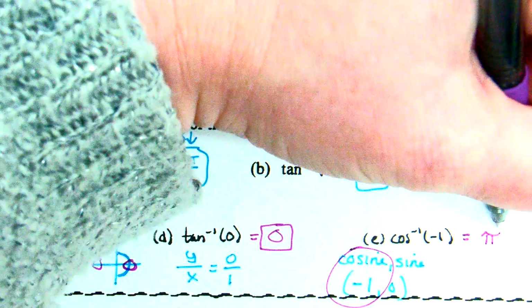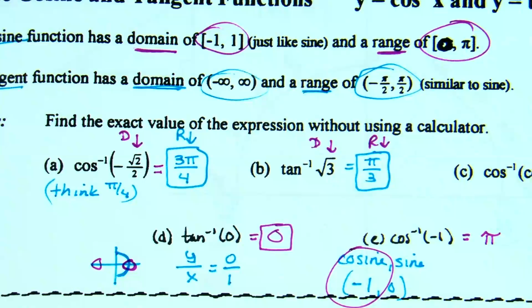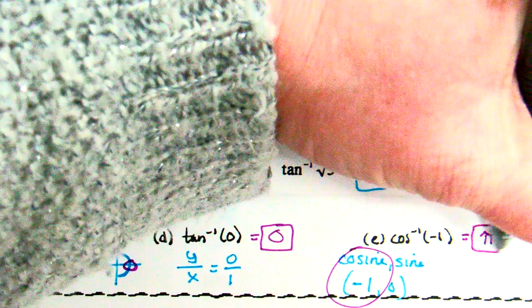Can I give pi as an answer? We couldn't give pi back here on tangent inverse. Can I give pi on cosine inverse? Yes, because cosine is the top half of your circle. Look back to those half circles on the back of the page. Cosine is the top half, so you can give anything 0 to pi. And so this is pi. Okay?